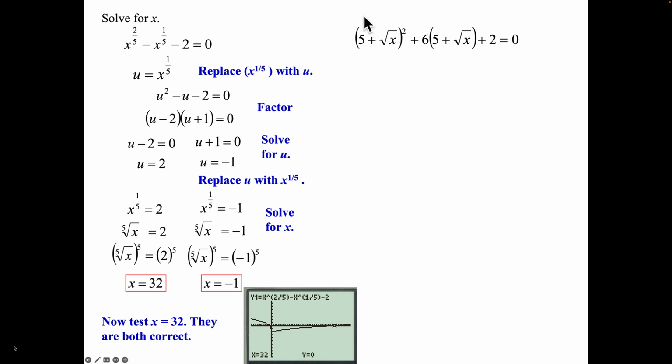Okay, next example. 5 plus the square root of x is inside of both sets of parentheses, so I'm going to let that be my u. So we'll have u squared plus 6u plus 2 equals 0.